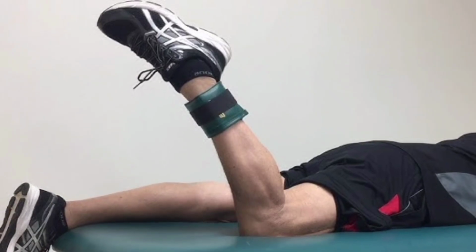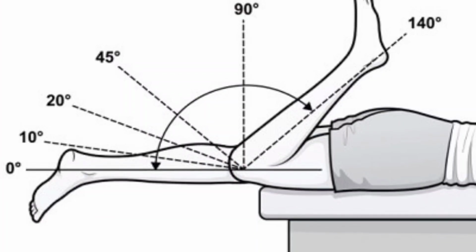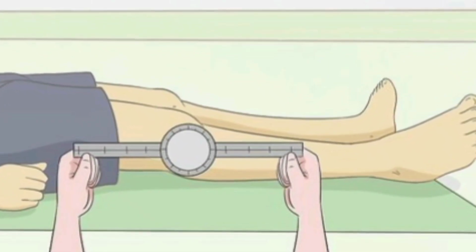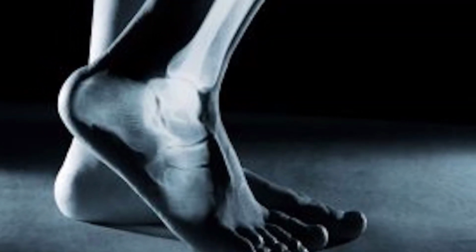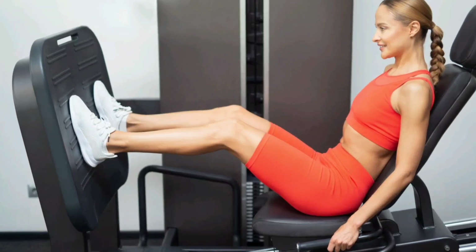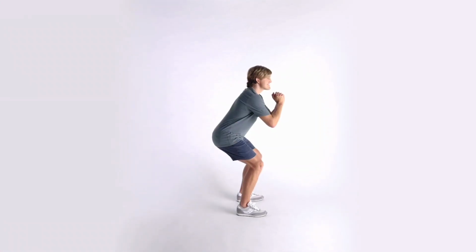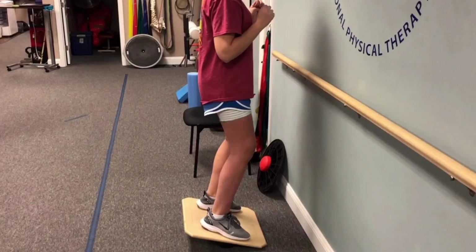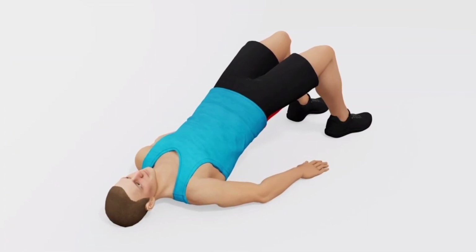Phase 3, intermediate phase, weeks 2 to 6. Now we build on that foundation. Key goals include achieving full range of motion, improving muscle control, and beginning weight-bearing activities. Progressive exercises include leg presses, step-ups, closed kinetic chain exercises, and balance drills. By week 6, most patients are walking normally without crutches. Core and hip strengthening become a bigger focus.